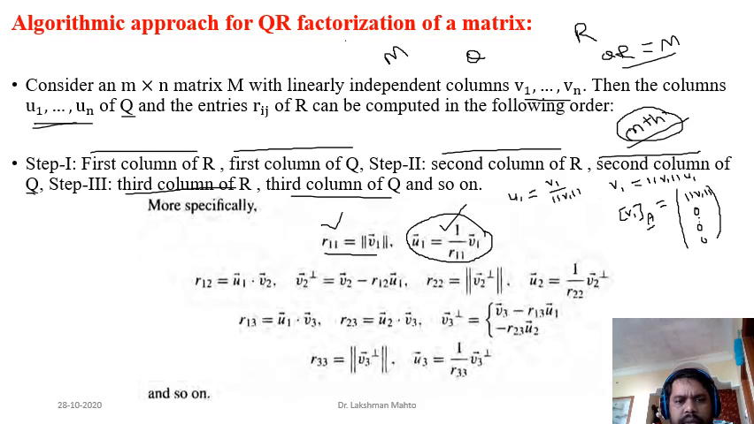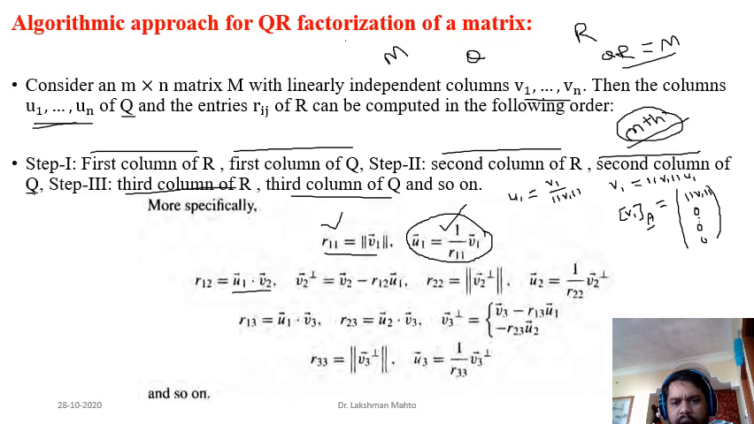Similarly, if you come to the second step, what we observe is R12. How can you get R12? Again, using the concept of the construction process. I should not recall those things again, so it might be understood by you. So R12 is directly given by the dot product of V2 with U1.